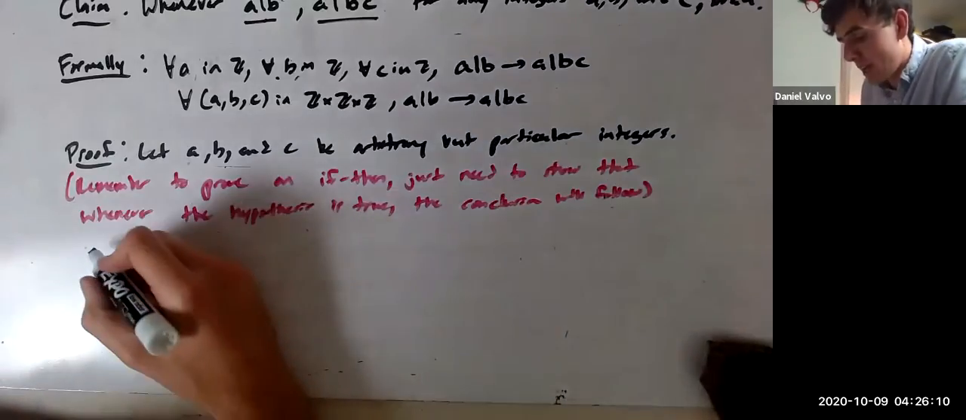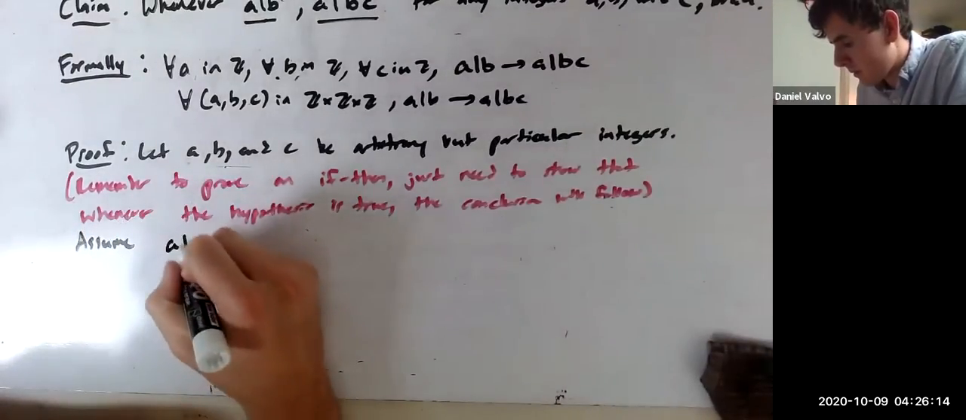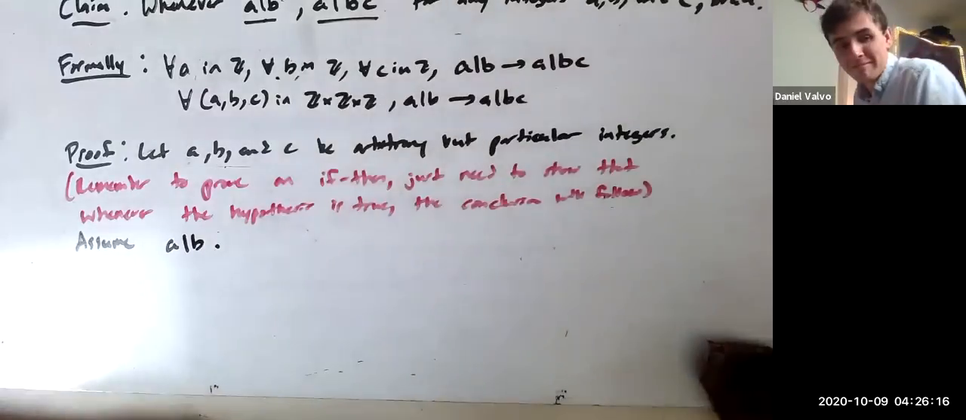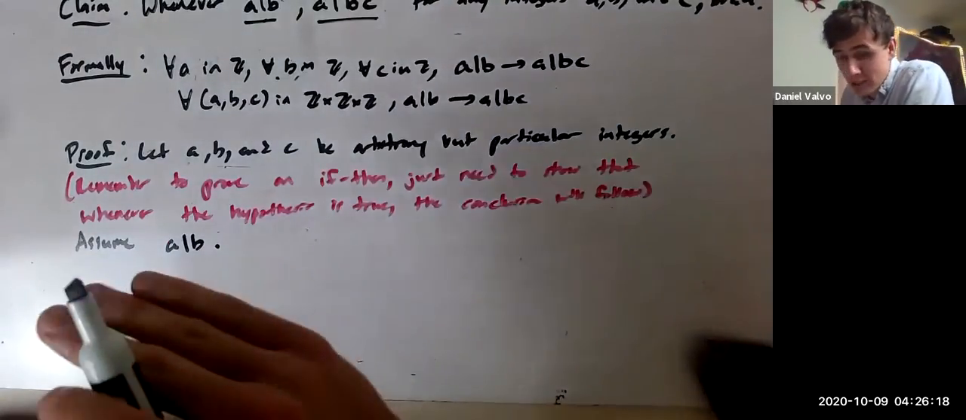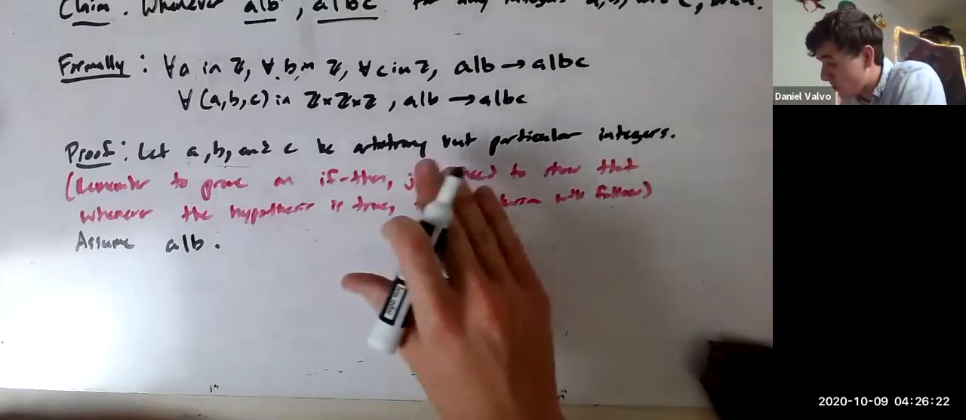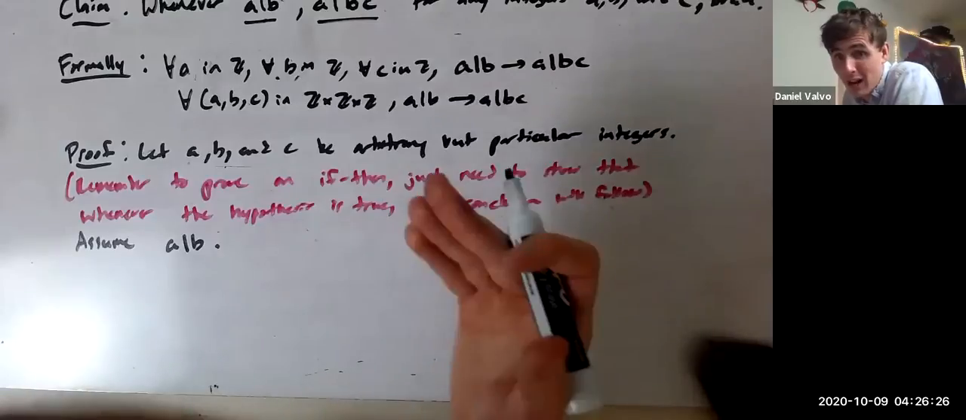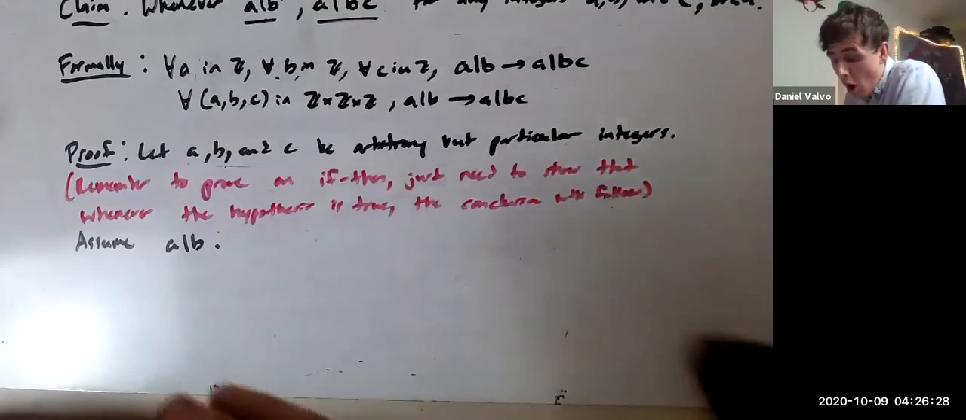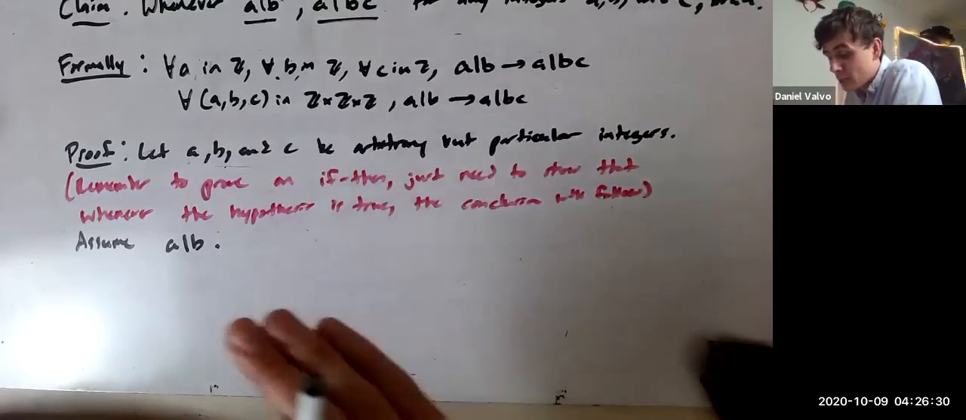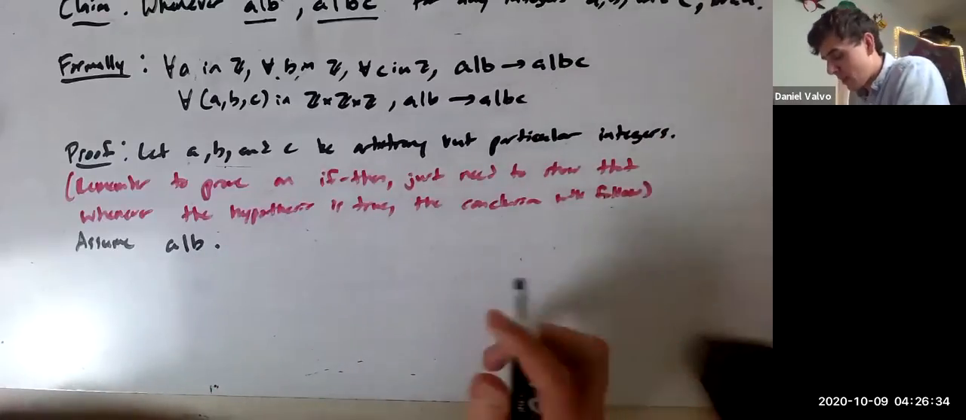And so we're just going to say assume A divides B. We need to assume A divides B, and then from just this information, because these are arbitrary but particular integers, they're just integers. We know nothing about them. We don't know if they're even, if they're odd, if they're prime, if they're squares, whatever. All we know is A divides B. We need to use that information to show that A must divide B times C.